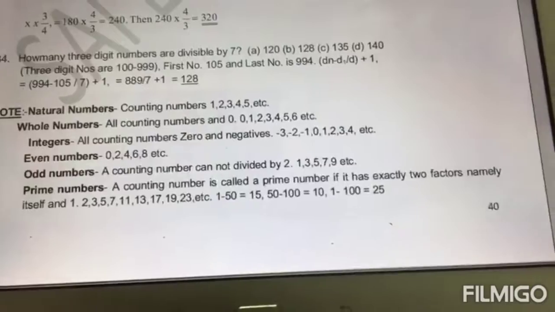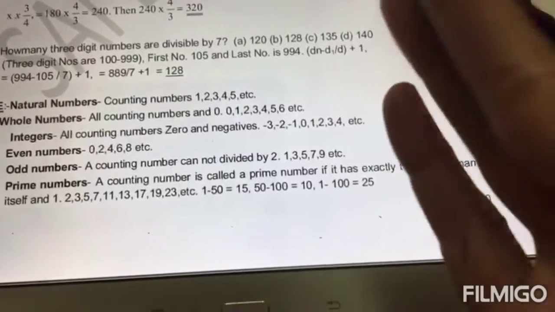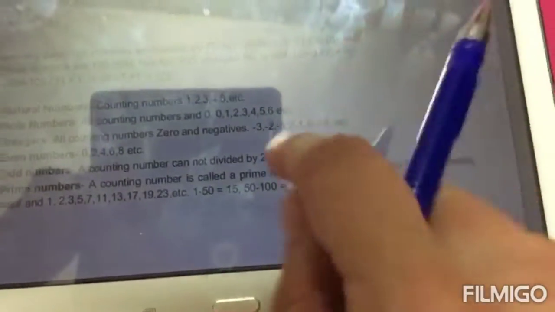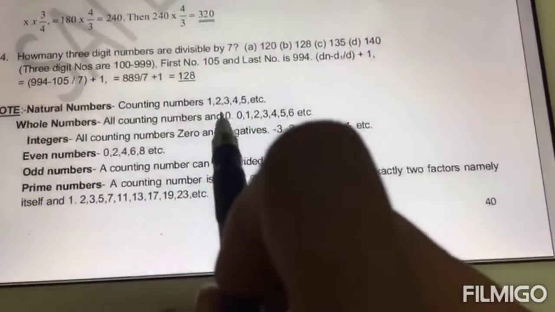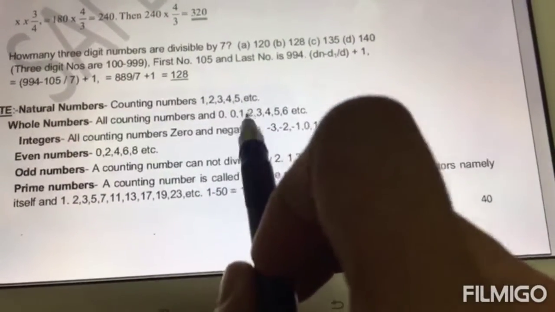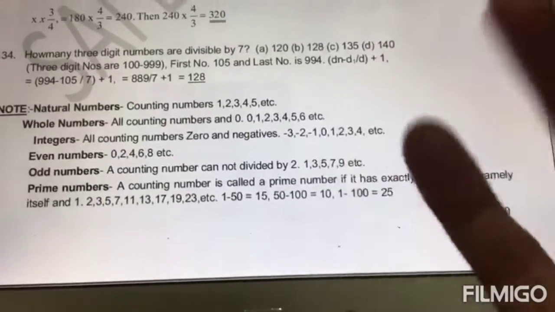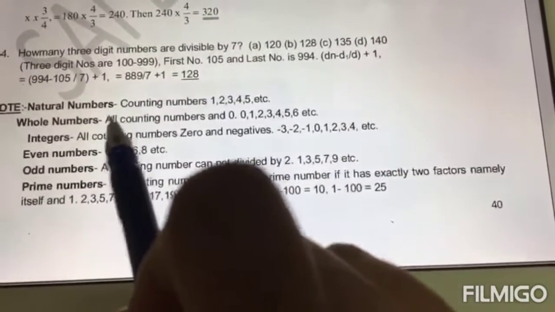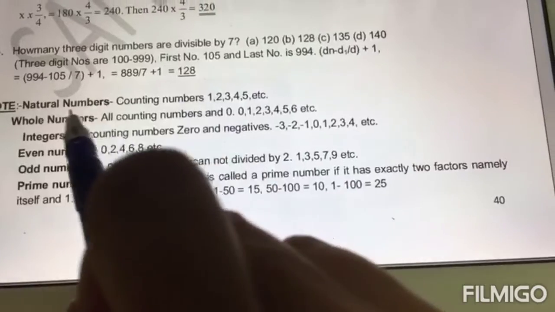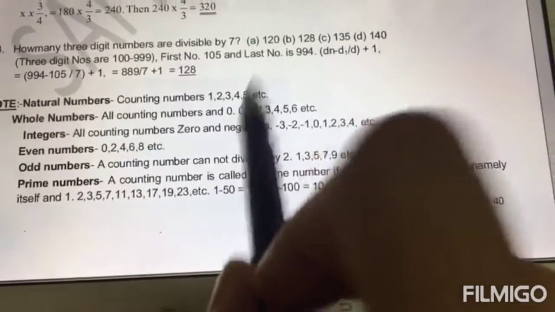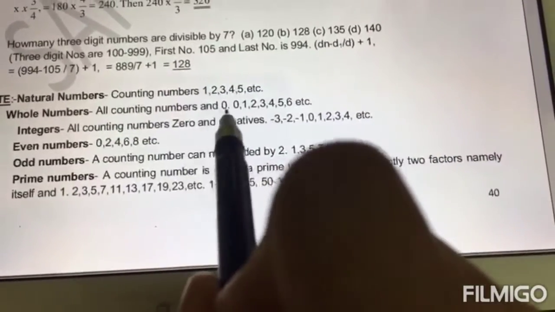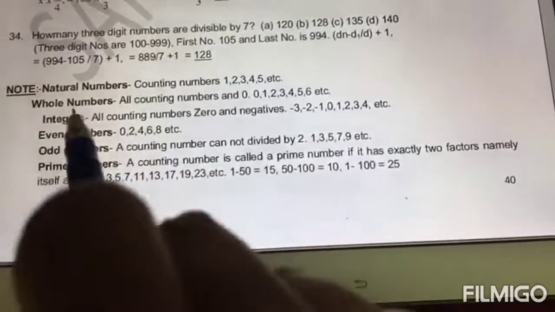What do I mean by counting numbers? Counting numbers are numbers that we can count, like 1, 2, 3. It does not include decimals like 1.5, 1.7, 4.6, etc., because these are numbers which we don't count. These are decimals, so they are not included here. Okay. Whole numbers are nothing but natural numbers plus 0. So all counting numbers and 0. Okay. Those are whole numbers.